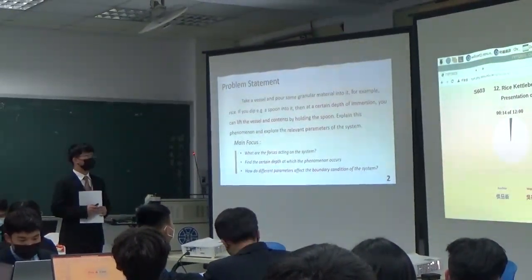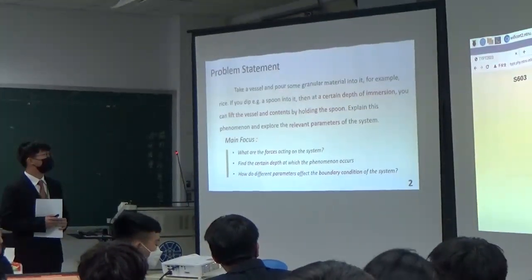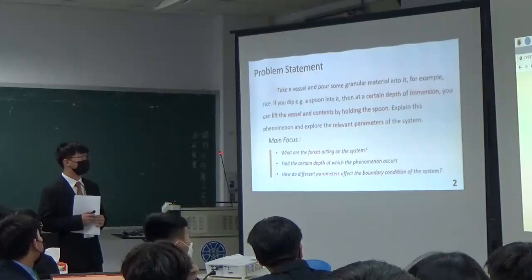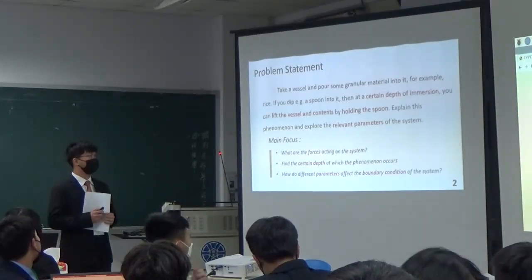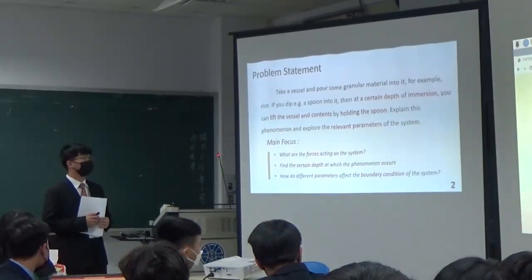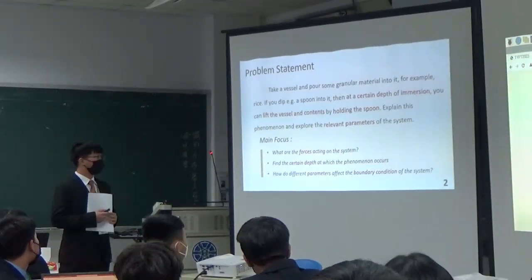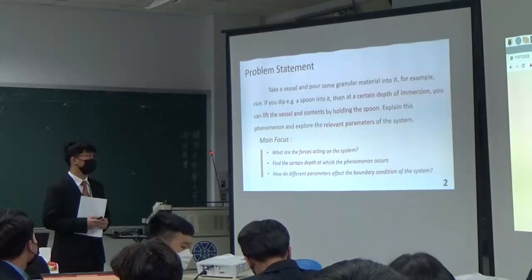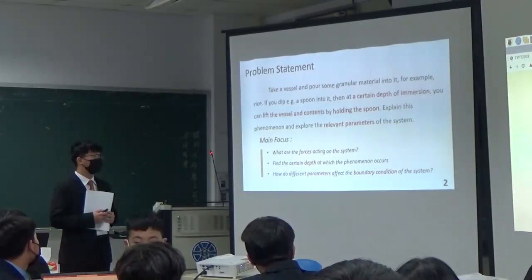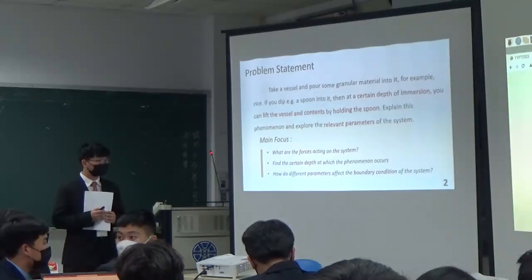Pack a vessel and pour some granular material into it, for example rice. If you dip a spoon into it, then at a certain depth of immersion, you can lift the vessel and contents by holding the spoon. Explain this phenomenon and explore the relevant parameters of the system. The reporter will focus on the forces acting on the system and find the certain depths at which the phenomenon occurs and how the different parameters affect the boundary condition of the system.